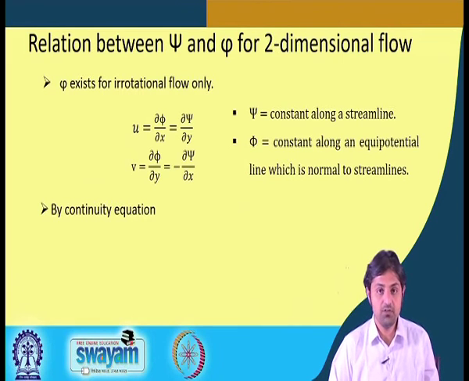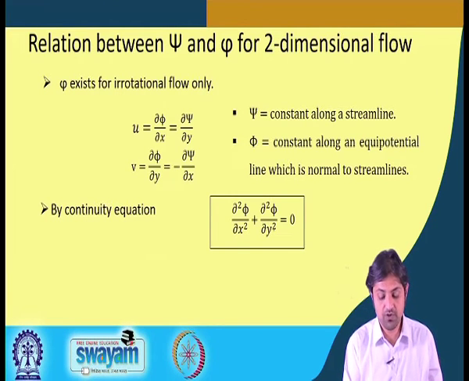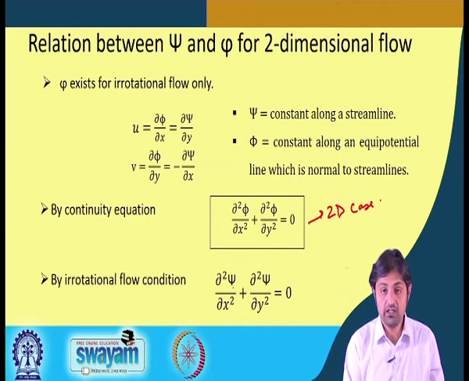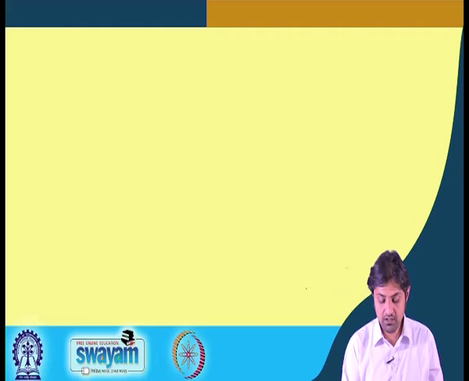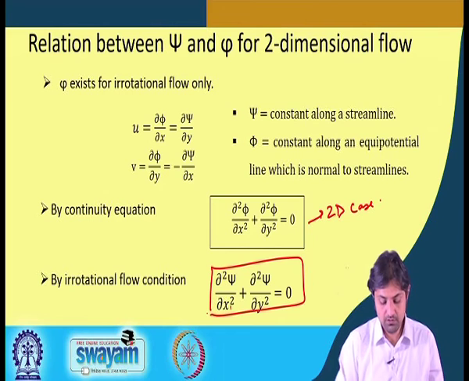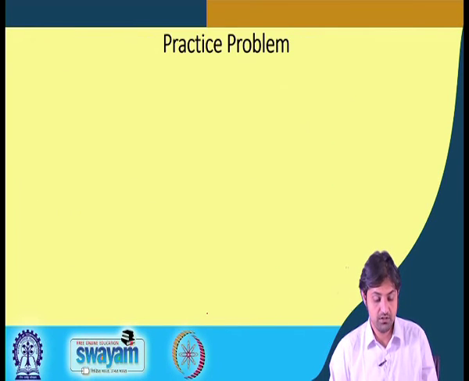So, by the continuity equation we can write del square phi by del x square plus del square phi by del y square is equal to 0 for the 2D case. By the irrotational flow condition we can write del square psi by del x square plus del square psi by del y square is equal to 0. This is important: both satisfy the Laplace equation, for the irrotational flow condition and for the continuity equation.